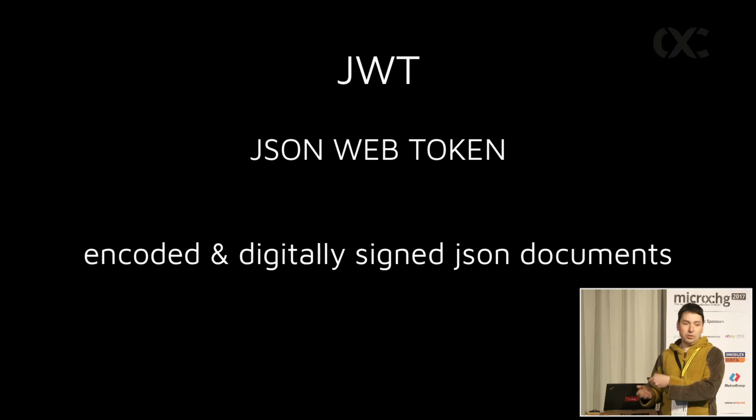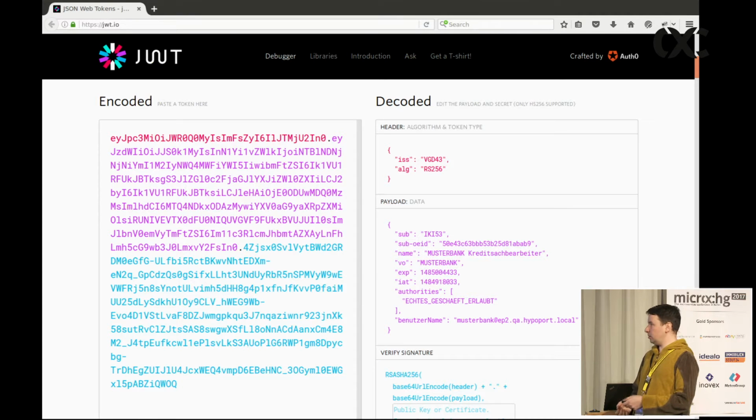Let's have a closer look at a JWT token. This is the JWT token. It is not encrypted, it's just encoded. Everyone can decode it and look what is inside, so don't put any secrets inside it. And when you decode it, you get 3 JSON documents. First the header, then the payload, which is the most interesting thing for developers, and then the verify signature.